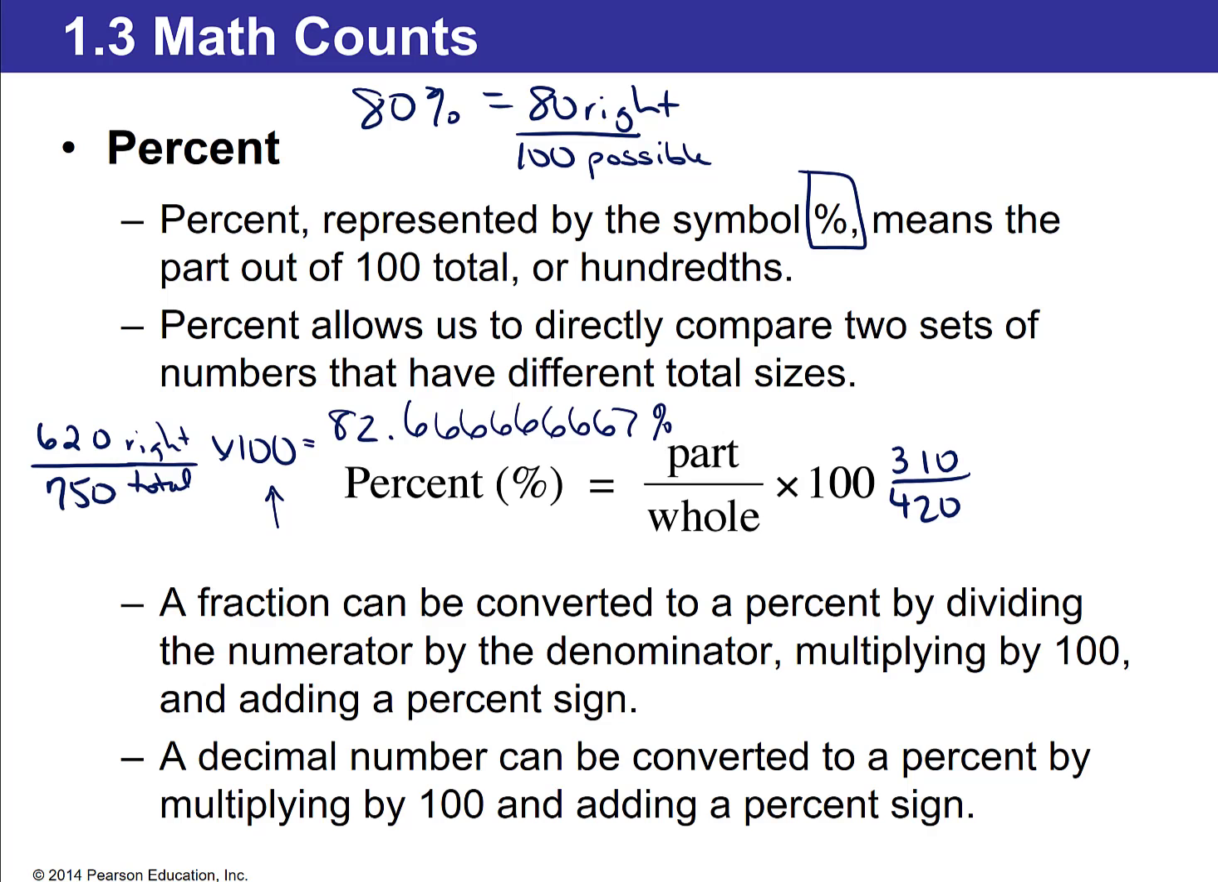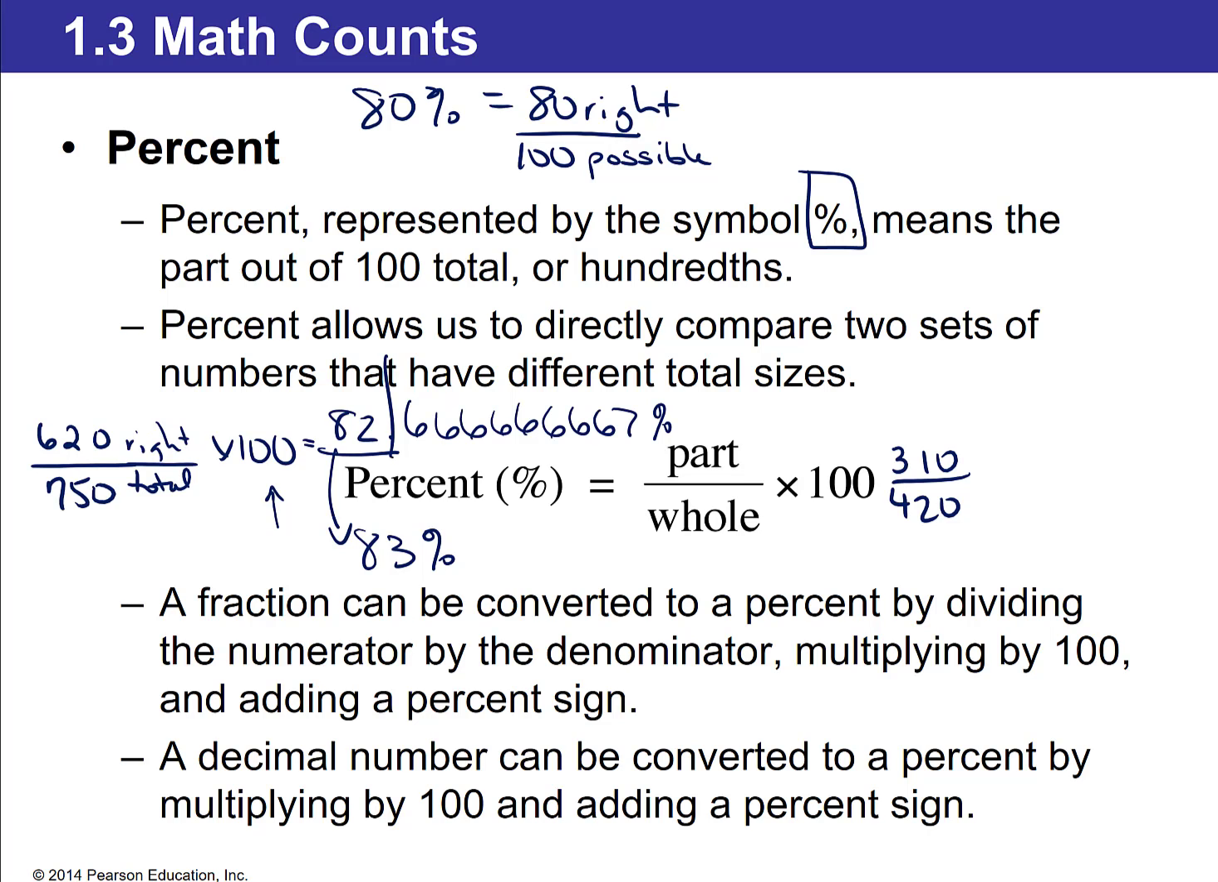620 has 2. 750 has 2. Okay, so since I have those 2, my answer needs to be rounded to 2 significant figures. So what would I round that to? That would be 83. I keep the 8 and the 2. The next number is a 6, and it rounds the 2 up. So I would say that I got an 83% on that test.